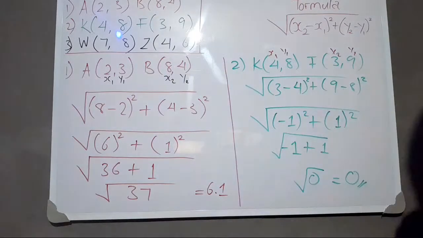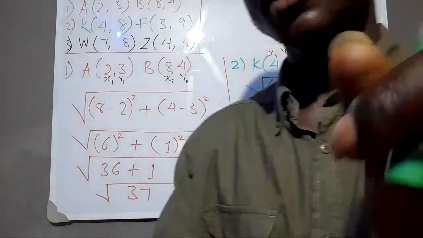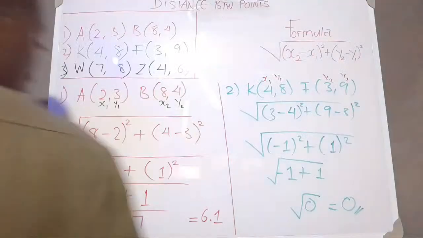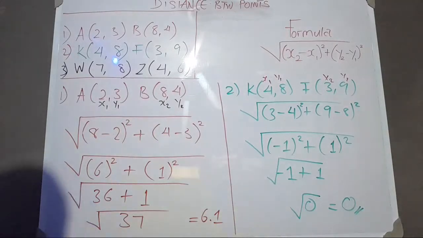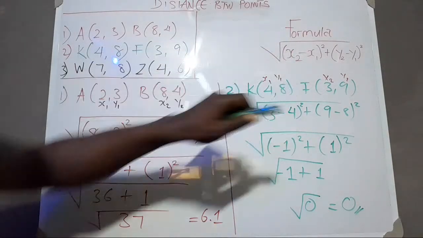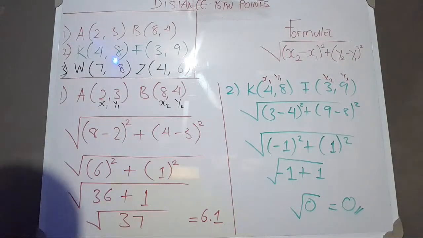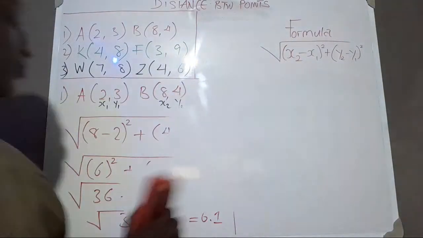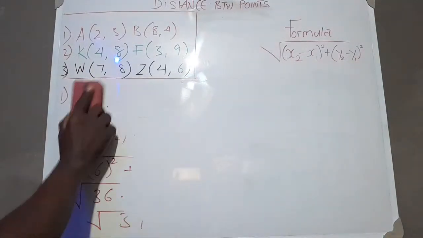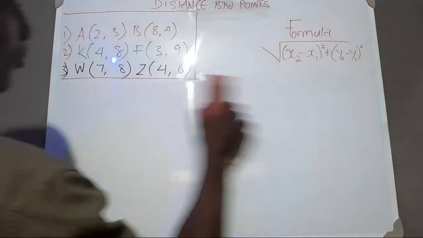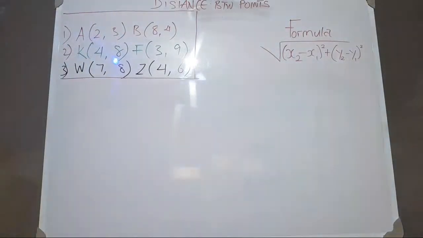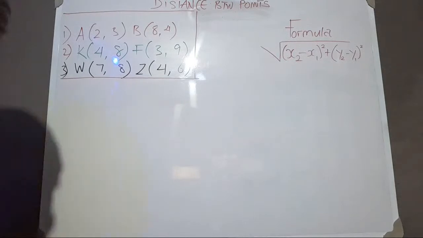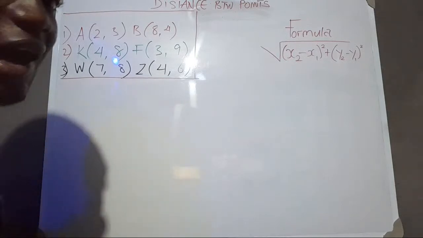So the network is pretty bad tonight. So I believe this is well understood. So I need us to solve for number 3. I believe this is understood. Distance between points. Here is a formula. We solve for 1, we solve for 2, and I need us to solve for question 3. So students are expected to solve for question 3.